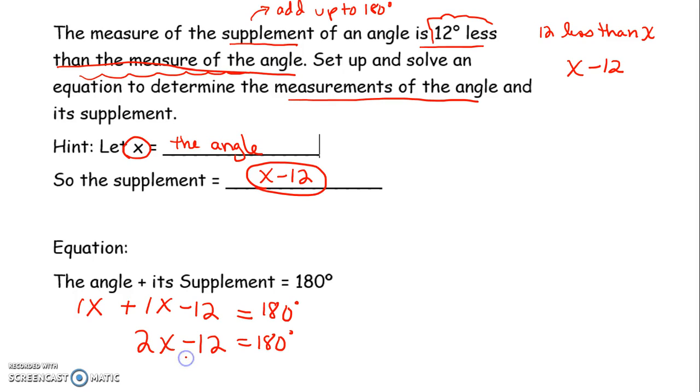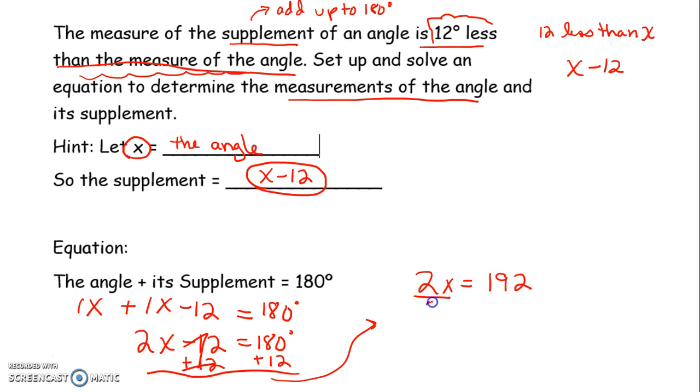Now if I want to undo this subtraction, I need to add 12 to each side of this equation. So then I have 2x equals 192. To get x by itself, I'll divide the left-hand side by 2, so I had better divide the right-hand side by 2. 192 divided by 2, x is 96 degrees.